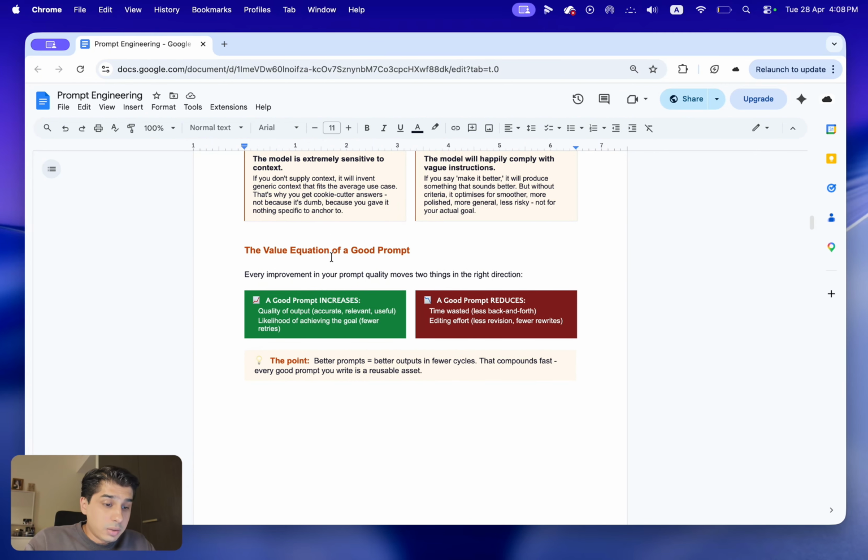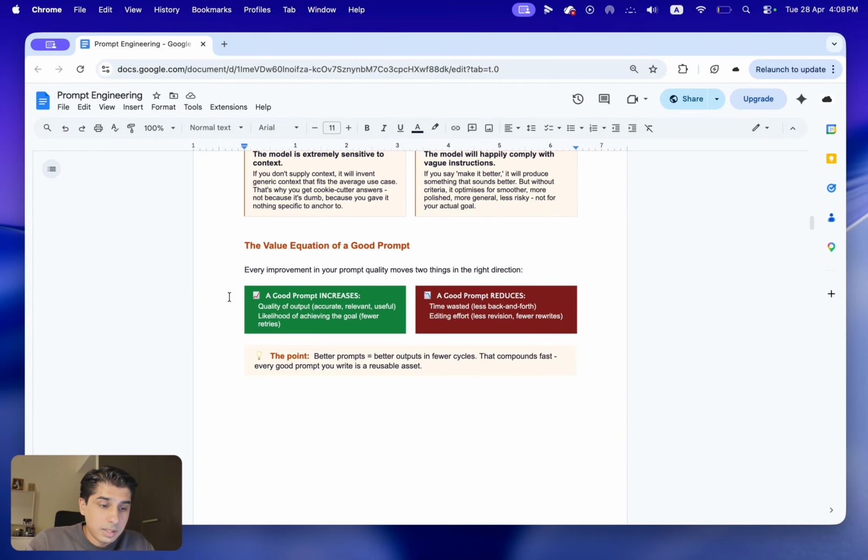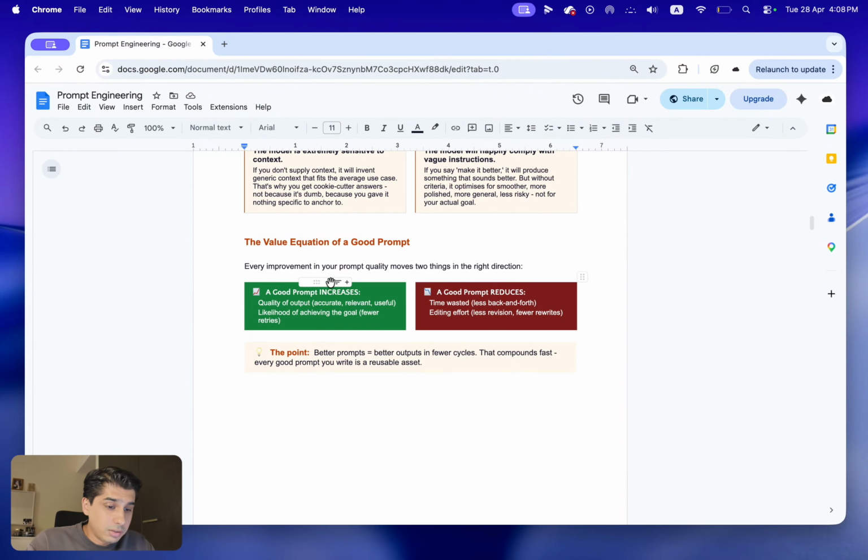Now, the value equation of a good prompt. Every improvement in your prompt quality moves 2 things in the right direction. A good prompt, number 1, increases the quality of the output: the accuracy, how relevant and useful it is, and the likelihood of achieving the goal with fewer retries.